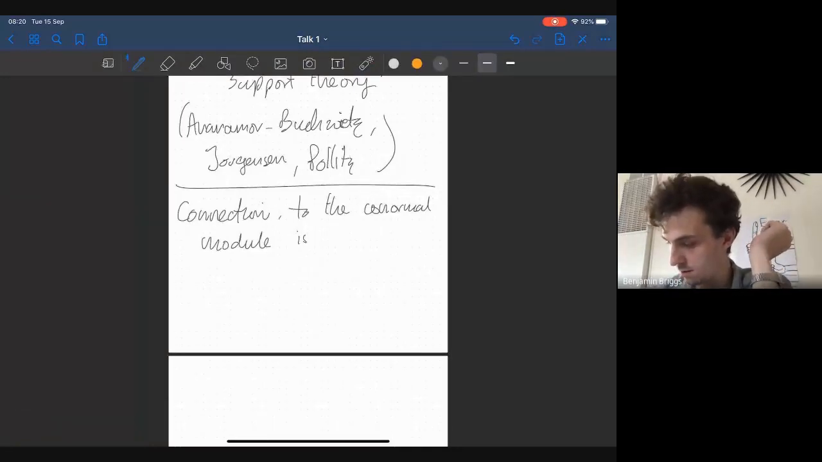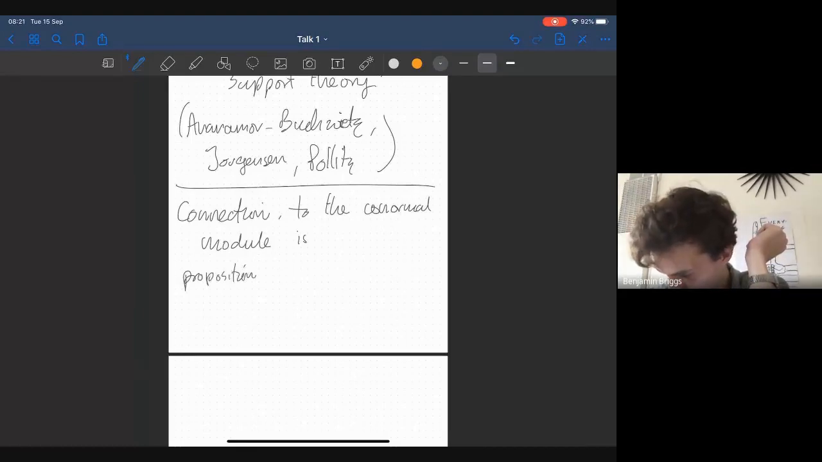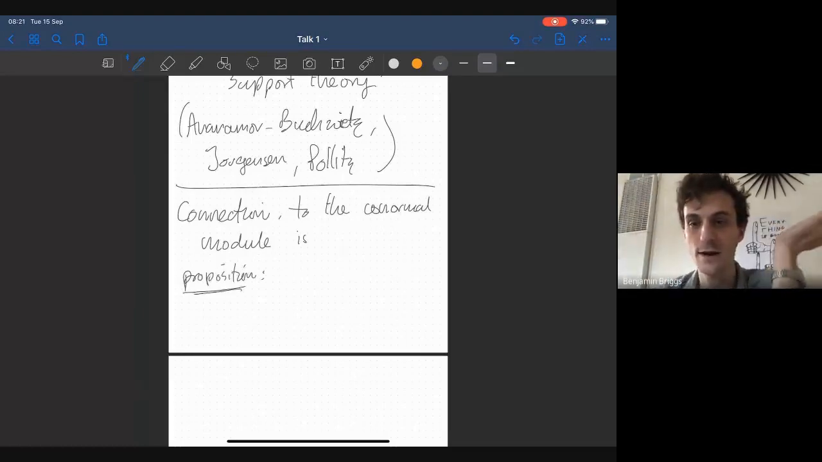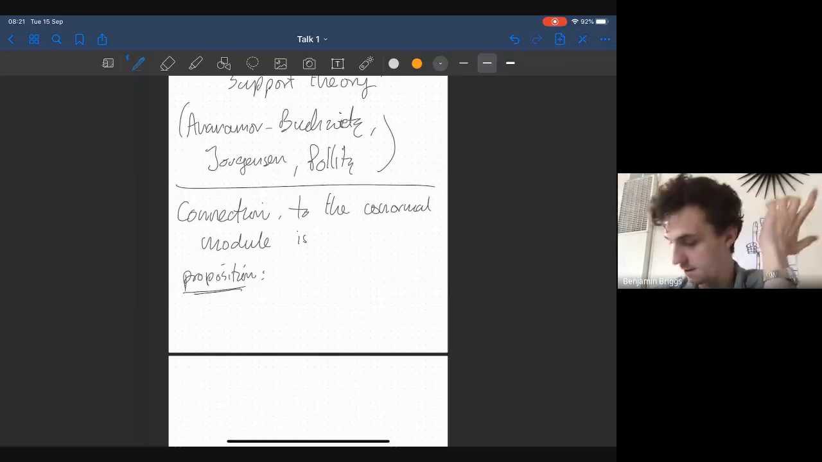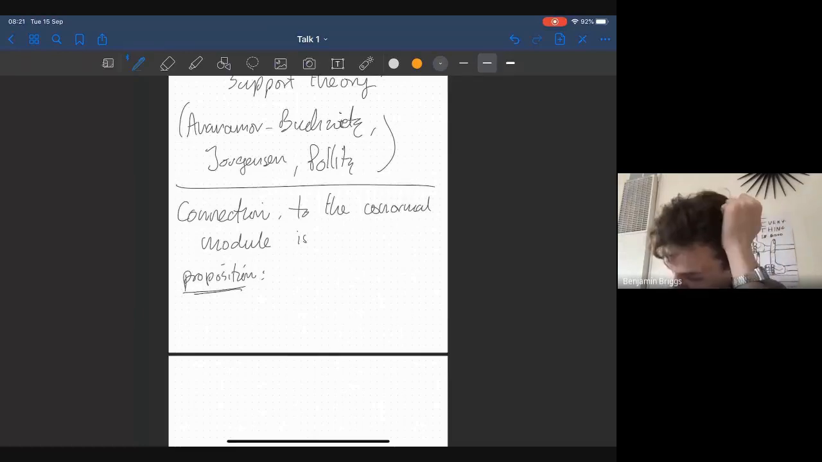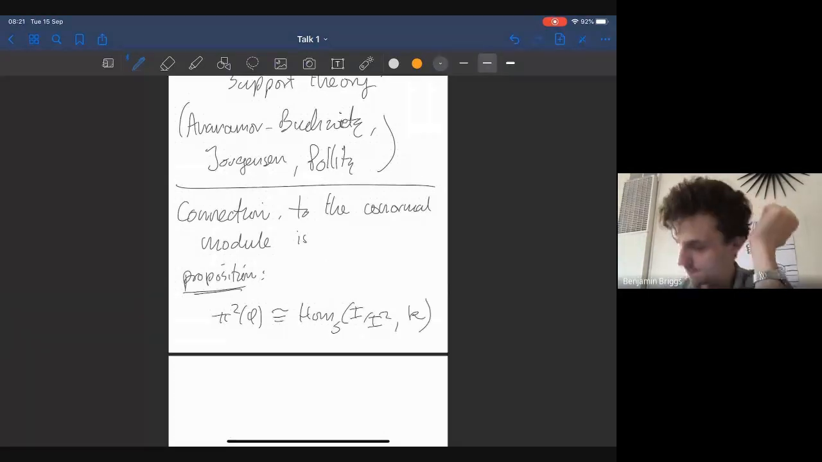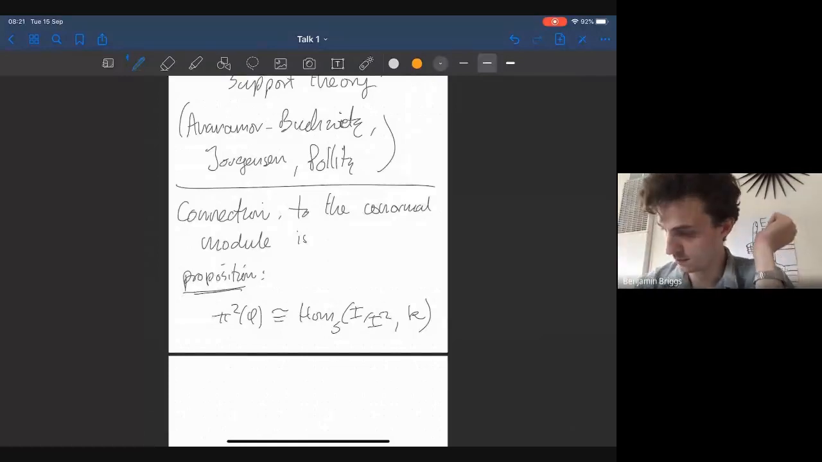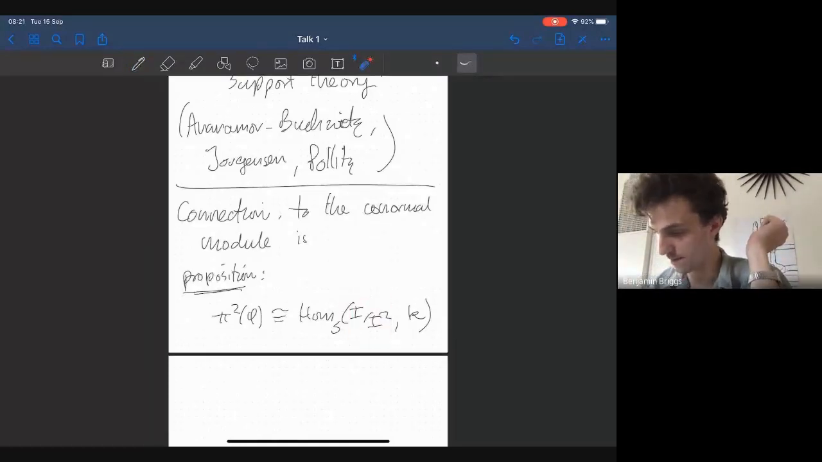In any case, the connection to the conormal module is this proposition, which may look mysterious now, but once I explain how to construct a homotopy algebra on Friday, it's quite easy to see why this is true. It's just that pi2, the second part of the homotopy algebra, is isomorphic to the dual of the conormal module. So this is where the conormal module comes in.